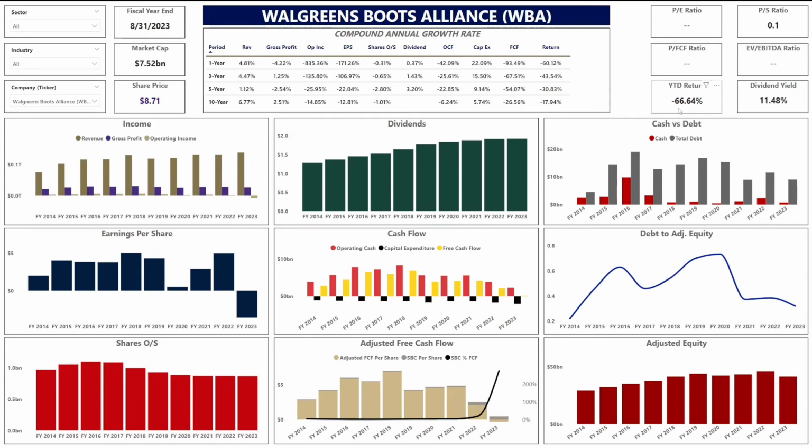They have lost 66% on the year. An investment in Walgreens on January 1st, 2024 has already lost two-thirds of its value. We can see their 3-year annualized return is at negative 43.5%. Their 5-year annualized return is at negative 30.8%. And their 10-year annualized return is at a negative 18%. As an investor, 10 years ago today, if you invested in Walgreens, you'd have lost on average 18% of your money each year. And it's not just the dividend cuts they've been suffering.